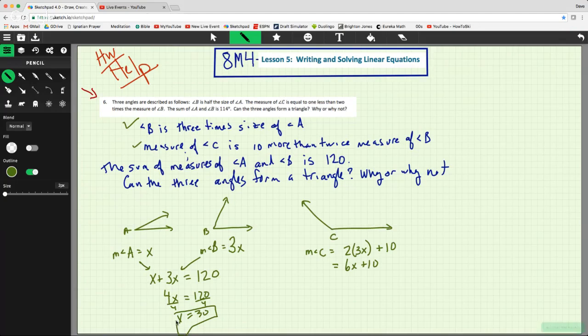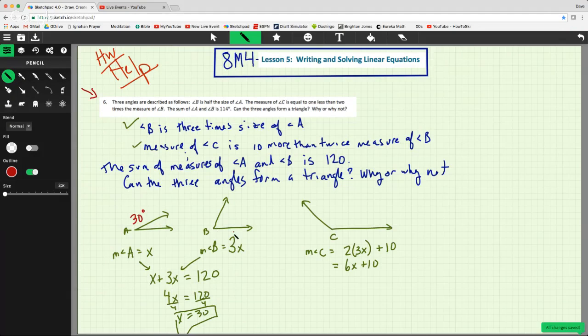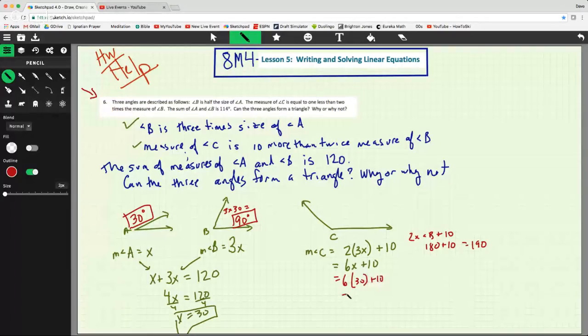So I know that x is 30, and the measure of angle A is x, so this one's 30 degrees. And if B is 3x, then this one is 3 times 30, which equals 90 degrees. And I know that angle C is 6x plus 10. I can think of it as 2 times angle B plus 10, which is 2 times 90, which is 180, plus 10, and that's 190. Or I could have just used this formula, 6 times 30 plus 10, which is also 190. So this is a 190 degree angle, a big angle.